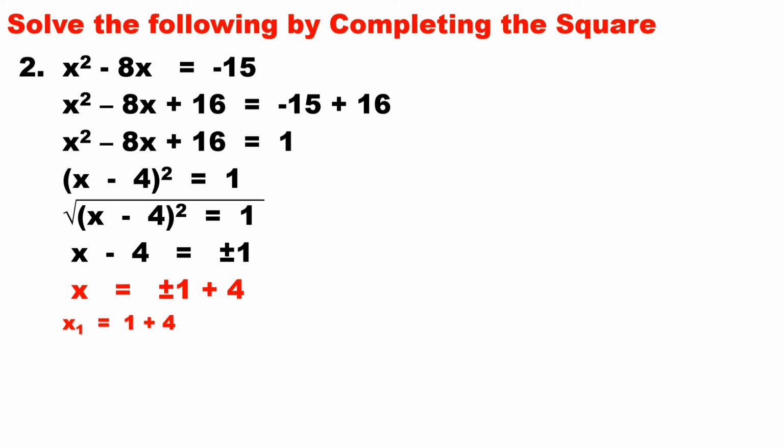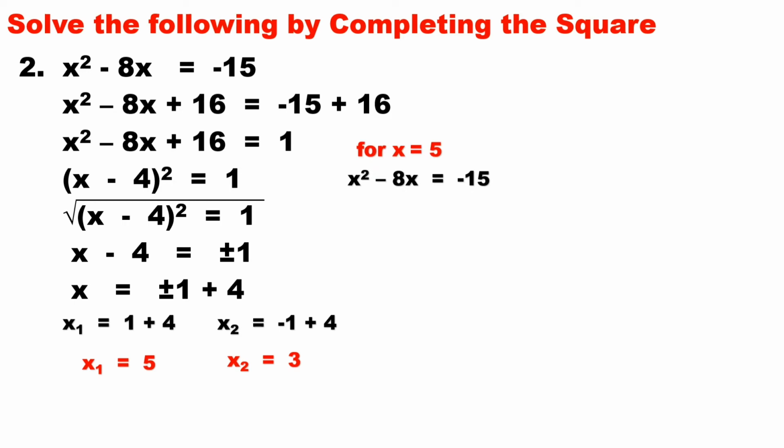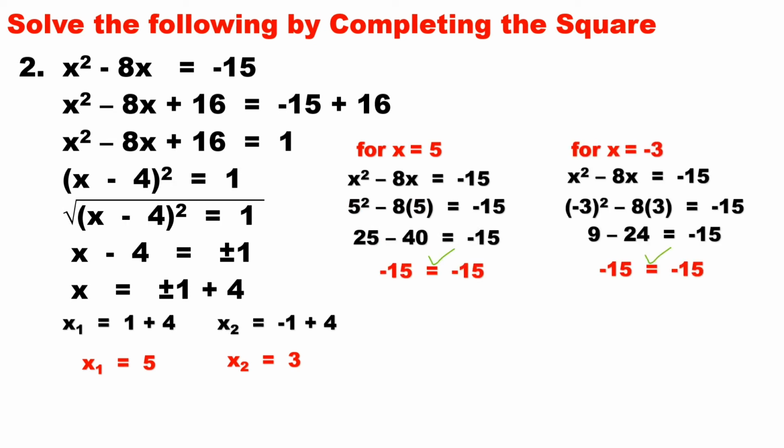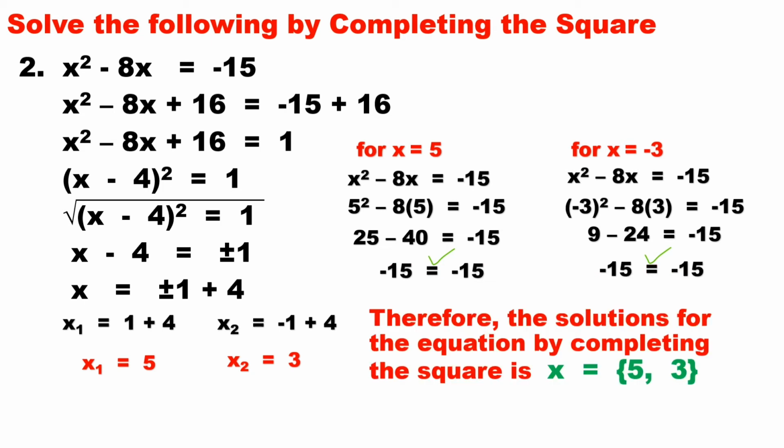To get the two values of x: x sub 1 equals 1 plus 4, x sub 2 equals negative 1 plus 4. 1 plus 4 equals 5, negative 1 plus 4 equals 3. To determine if 5 and 3 are solutions or not, substitute them into the original equation. And as you see the solutions on the screen, both of them hold true on the original equation. Therefore, we can now say that the solutions for the quadratic equation by completing the square are 5 and 3.